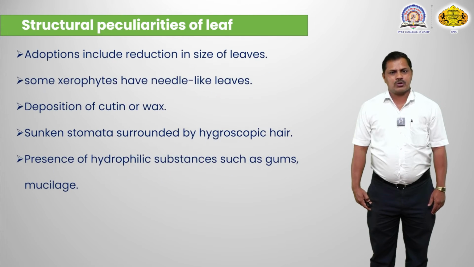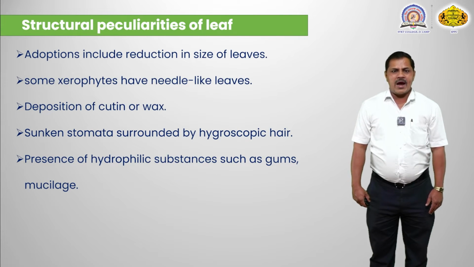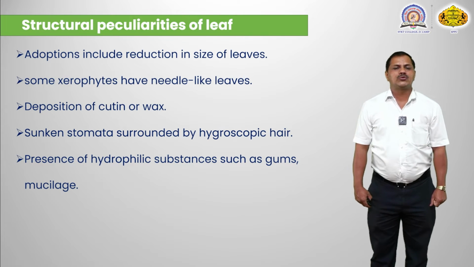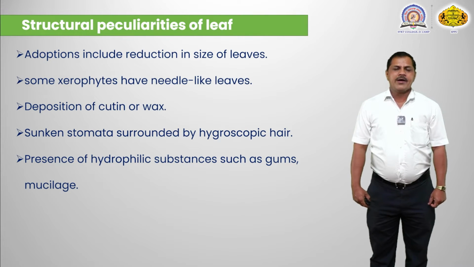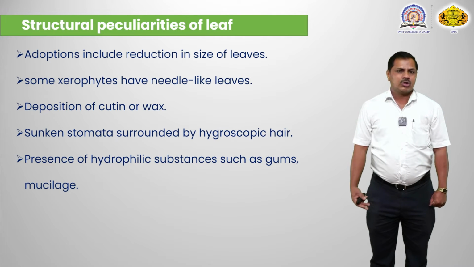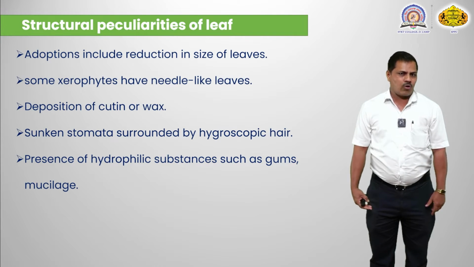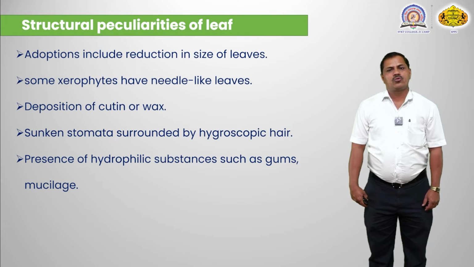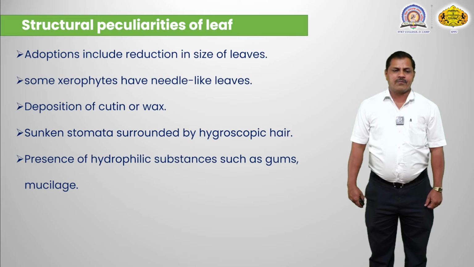Next, the structural peculiarities of the leaf. This is an adaptation including a reduction in the size of leaves. In certain acacia plants, the leaf size is highly reduced, with the formation of very small leaflets. Due to this modification, the leaves are modified into thorns or spines, and with this spine formation the loss of water molecules is greatly decreased.